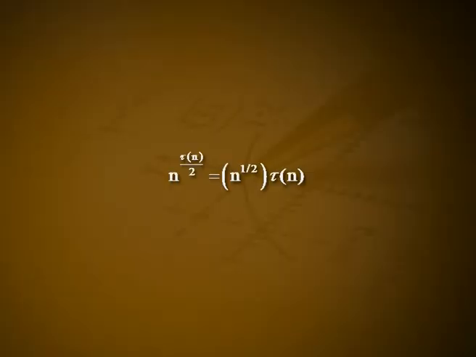Now, if tau of n is even, tau of n by 2 is an integer, so that n raised to tau of n by 2 is an integer, and if tau of n is odd, n is a perfect square, so that n raised to tau of n by 2 is equal to n raised to 1 by 2 into tau of n, again an integer. Thus, the product over d divides n of d is equal to n raised to tau of n by 2.